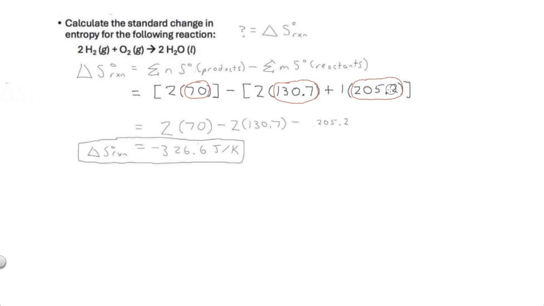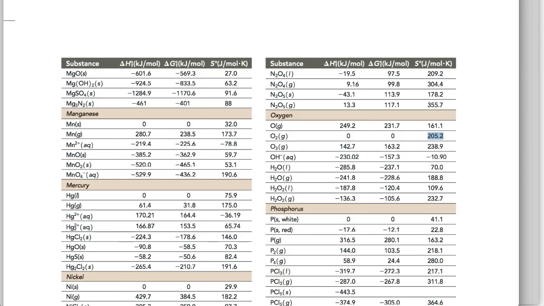This number, 205.2, refers to the standard entropy level for the O2 gas reactant. Here's the 205.2 joules per mole per Kelvin for the O2 gas. Notice that that's found in the oxygen section. Make sure that you pick the correct column and the correct row. We want the third column, which has the standard entropy levels, and we want this row for O2 gas. We don't want the row for O gas or for O3 gas.